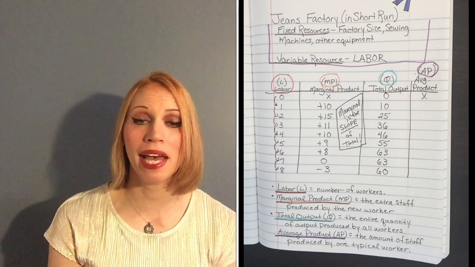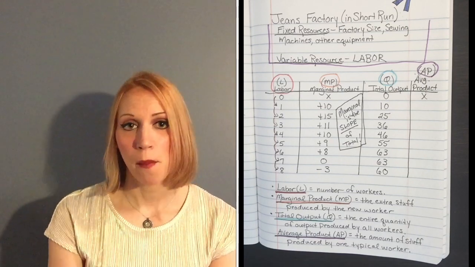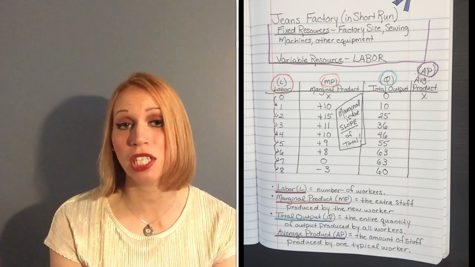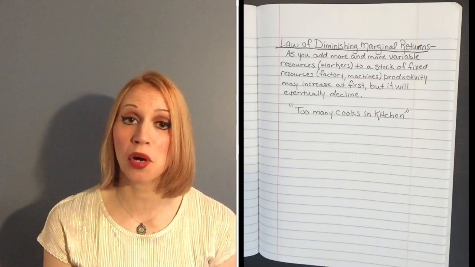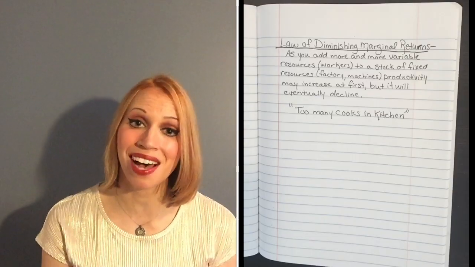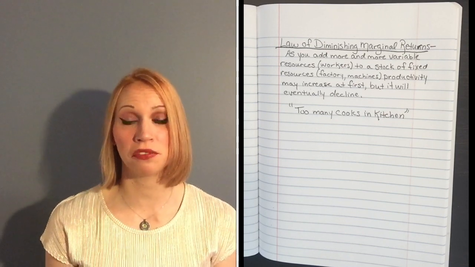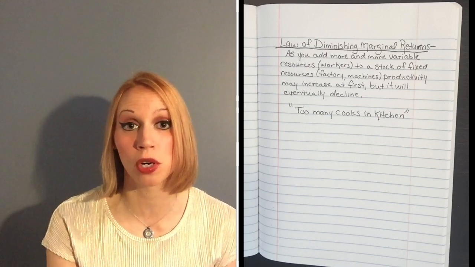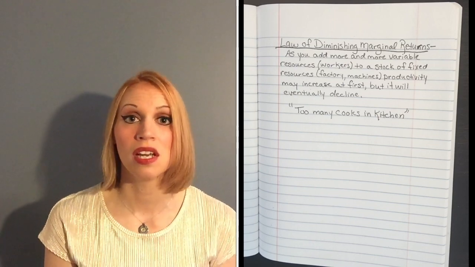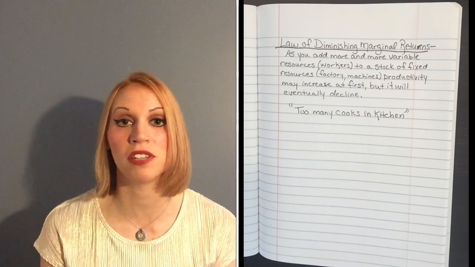And remember how we had diminishing marginal utility? Well, we have something similar, but it's called the law of diminishing marginal returns. Diminishing marginal returns says that as you add more and more workers to a stock of fixed resources, productivity might increase at first, but eventually if you keep adding those variable resources, those workers, to those fixed resources, things are going to get crowded, things are going to get chaotic, and productivity is eventually going to fall.